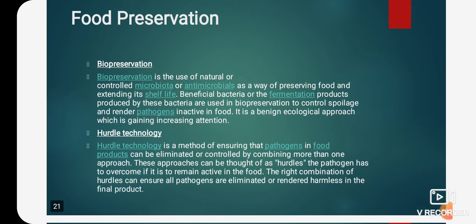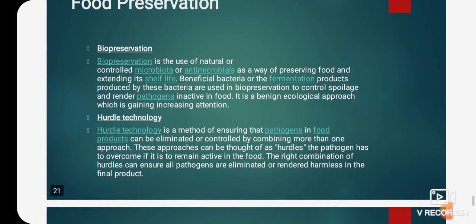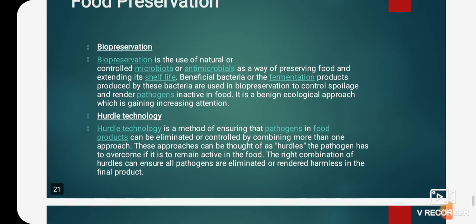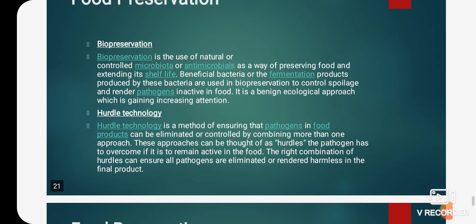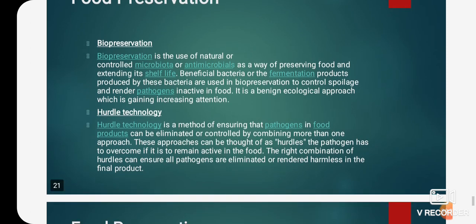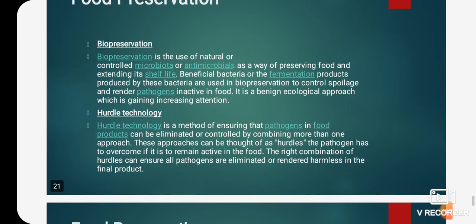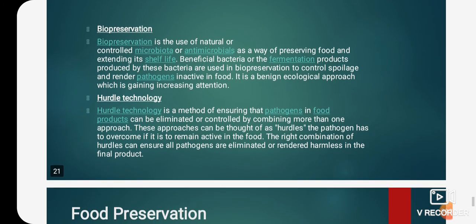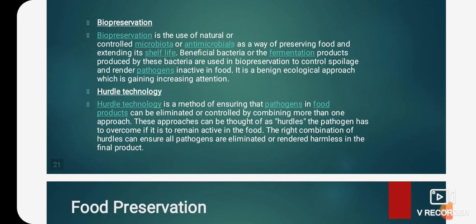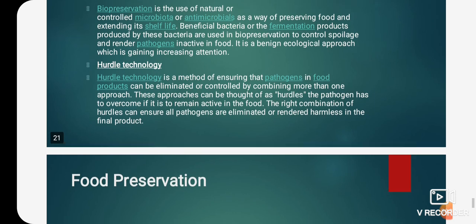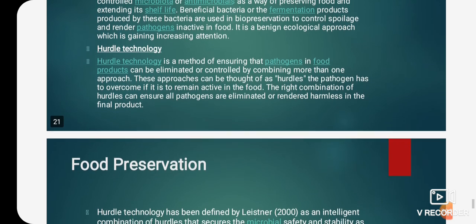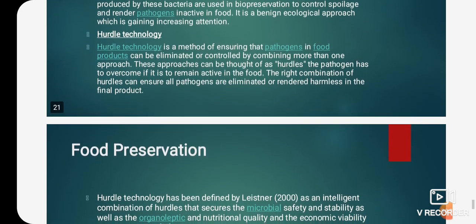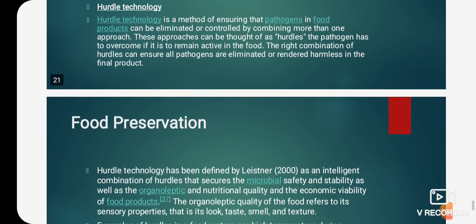Hurdle technology is a method of ensuring the pathogens in food products can be eliminated or controlled by combining more than one approach. These approaches can be thought of as hurdles the pathogen has to overcome if it is to remain active in the food. The right combination of hurdles can ensure all pathogens are eliminated or rendered harmless in the final product.